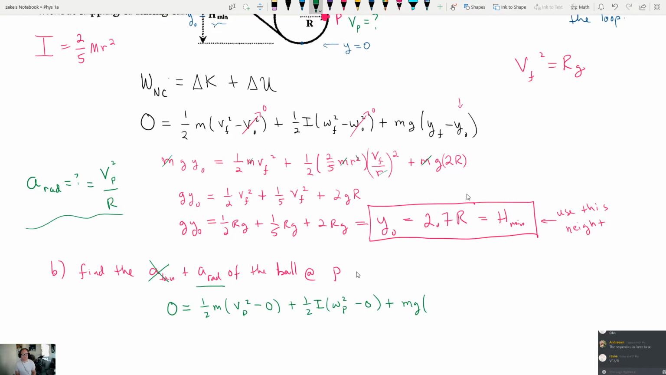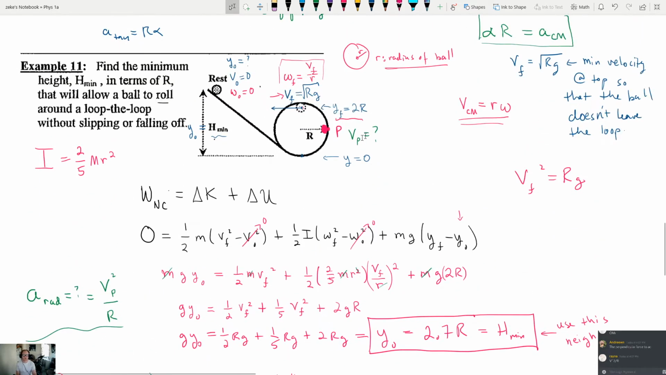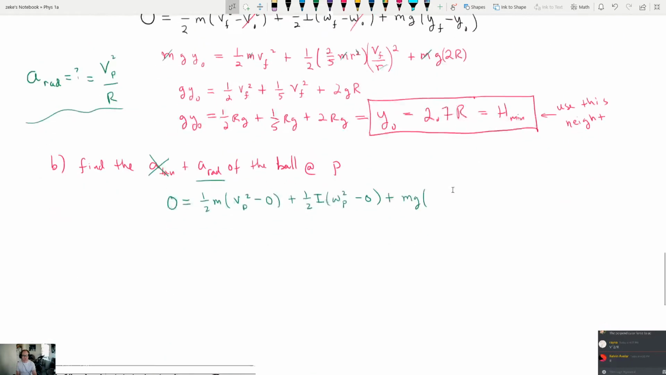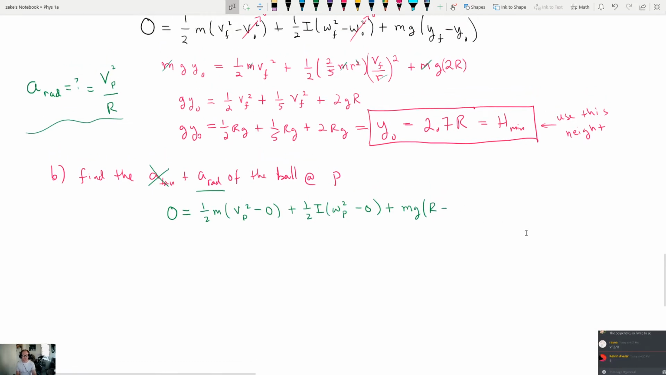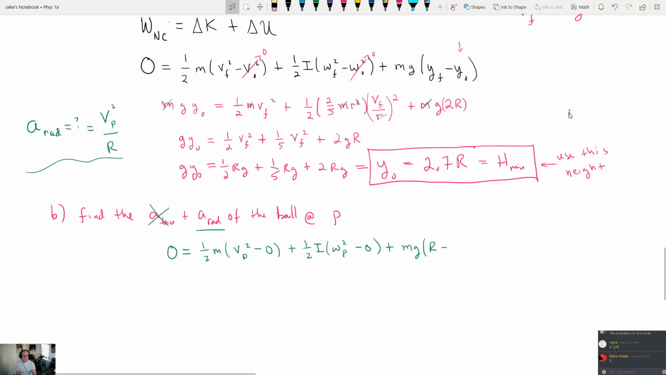So what's y final going to be now at this location? If we again say that at the bottom y is 0, so r, yep. So y final is going to be r minus, and what do I use for y initial now? We use this height, which is 2.7 r. And there's our equation.